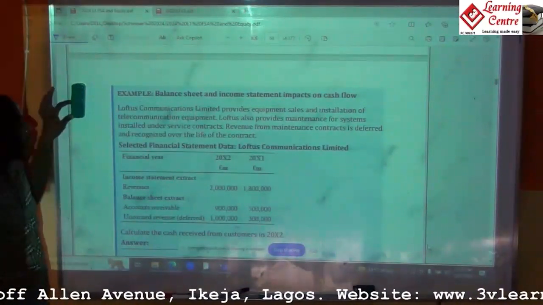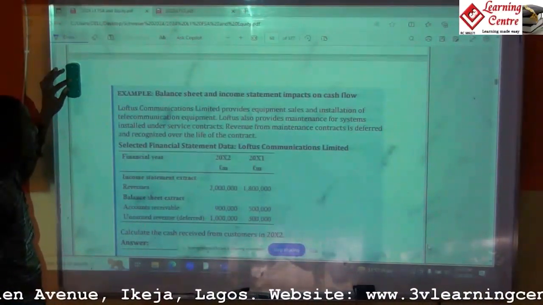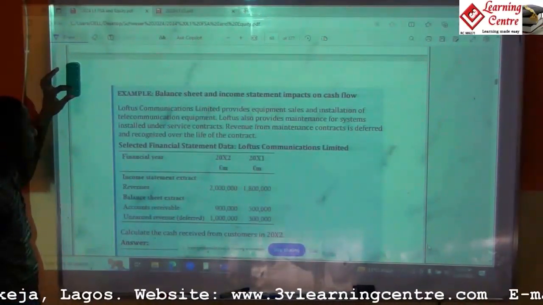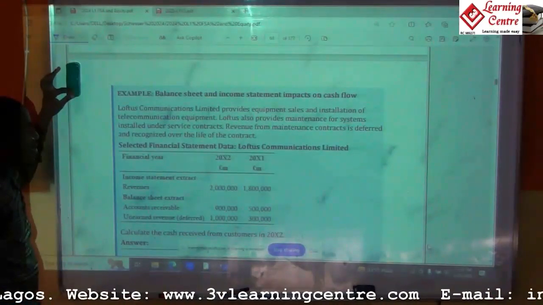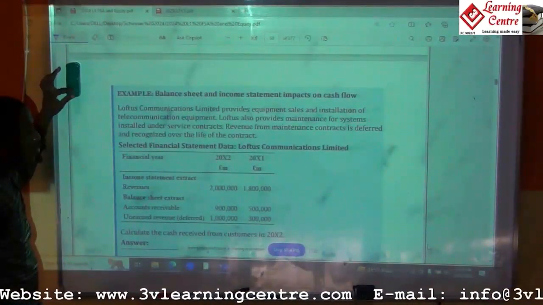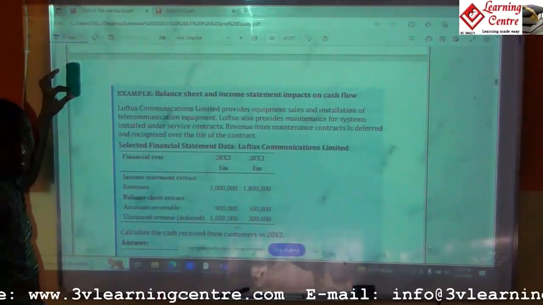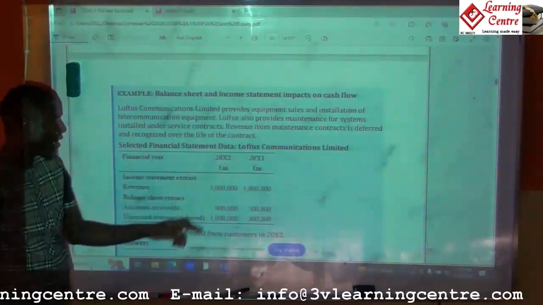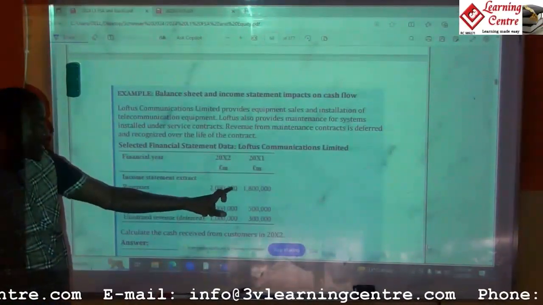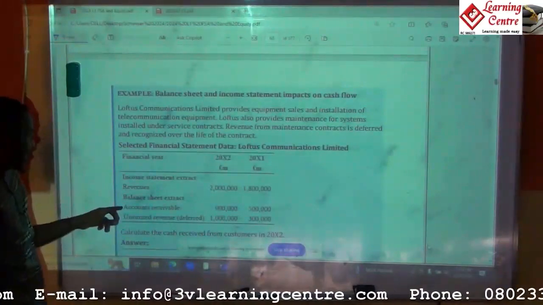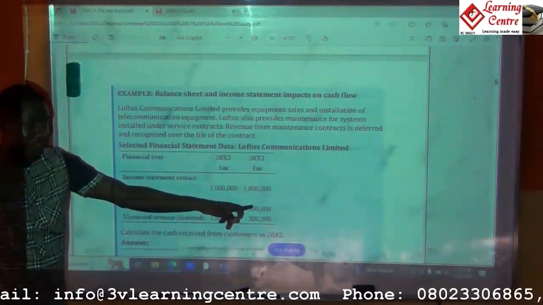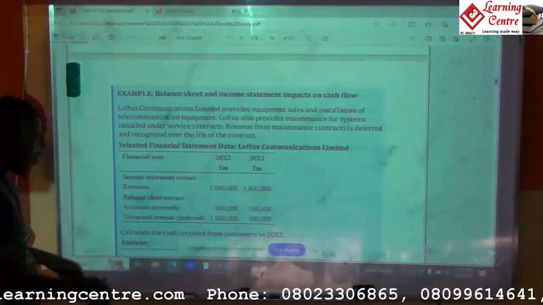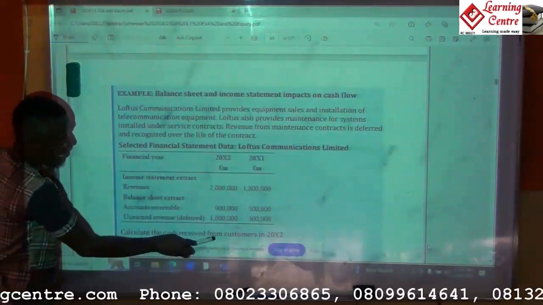Air Communication Limited provides equipment sales and installation of telecommunication equipment. It also provides maintenance for systems installed under service contract. Revenue from maintenance contracts is deferred and recognized over the life of the contract. Selected financial statements 2002, 2001. Income revenue 2002. Balance sheet: accounts receivable from 500 to 900, then unearned revenue, which is 300 to 1,000. What is the cash received from customers?